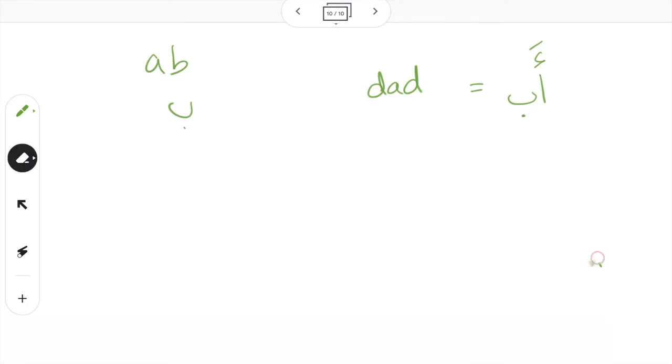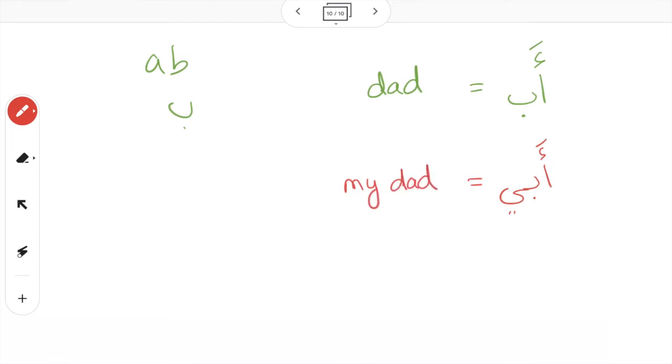So I want to now take this word and make it my dad. What letter do I have to add to make it mine? Good, we add a ya. So if I take the word a and b, ab, and put a ya after it, now it's a, and the ba is followed with the e sound, abi. Abi, my dad.